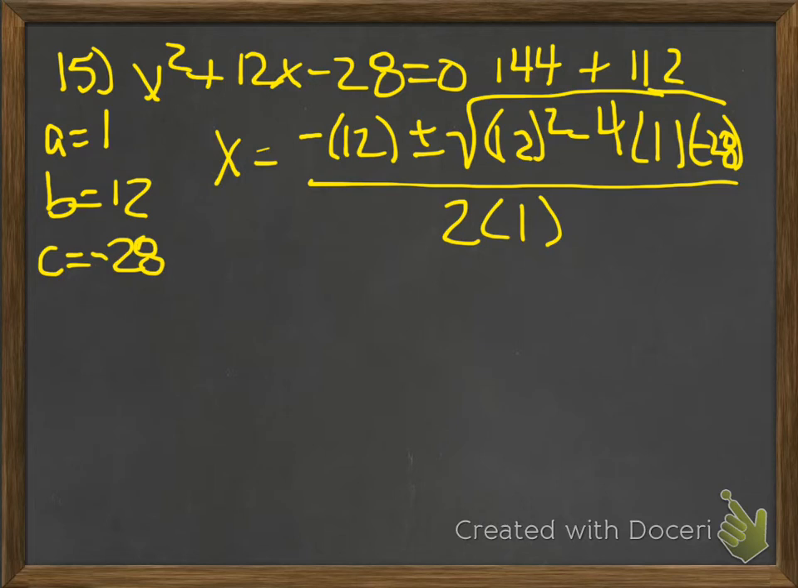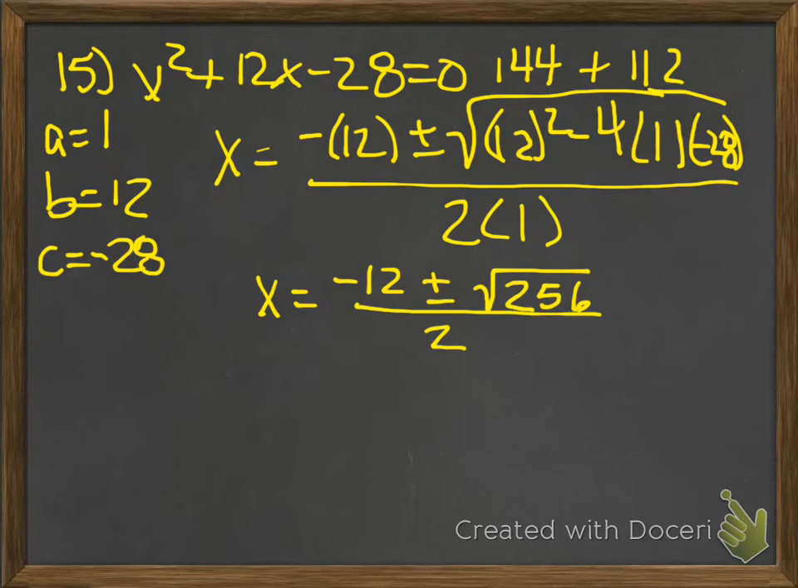So I have here x is equal to negative 12 plus and minus the square root of 144 plus 112, which is 256, over 2. There is a square root of 256, which is 16. Type it in your calculator and find that out.